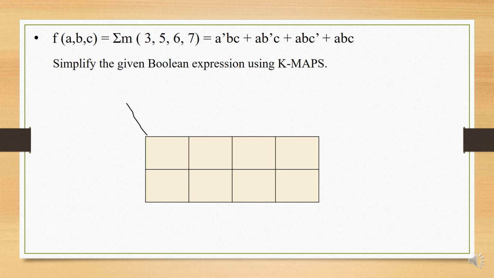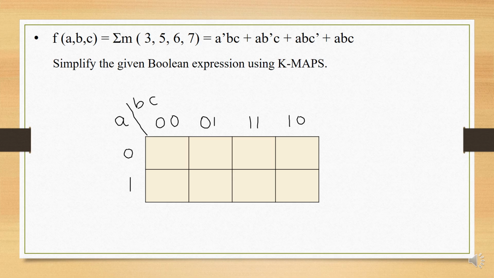As the function is a 3 variable function, we need 8 cells in the K-map, since 2 power 3 gives 8. The input variables are A, B, C. For the rows, I'll represent variable A, and for the columns, variables B, C. A can have values 0 and 1. B, C can have values 00, 01, and we need to interchange the columns here, therefore 11 and 10. And we shall fill the values in the K-map.